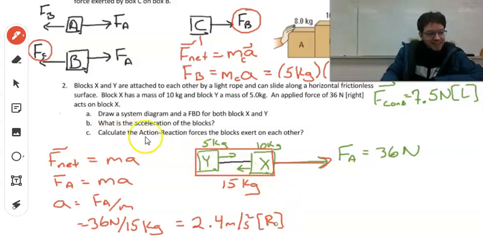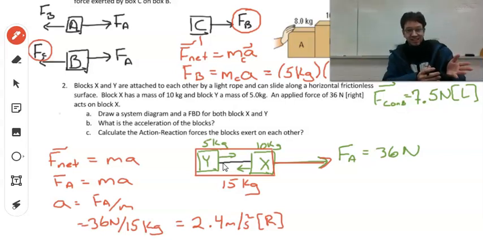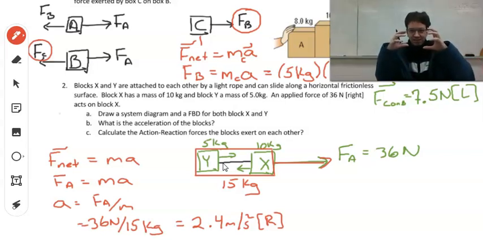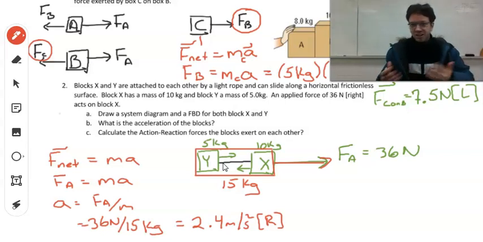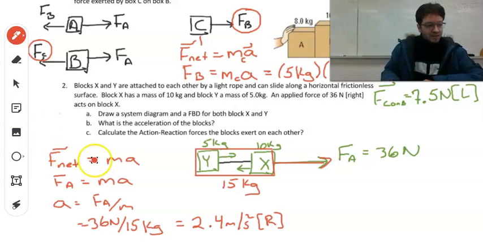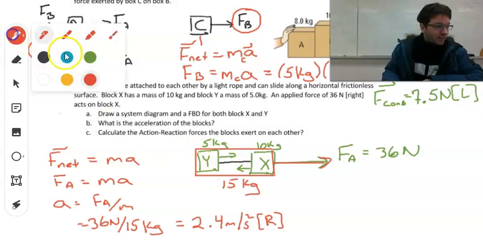Now part B says, what are those action-reaction forces on the blocks? So if you wanted to figure out what those internal forces are, we can't look at both blocks together, because that looks at those tension forces as being internal. That'll just add to 0. So we pick one block. Now it doesn't matter which block you pick. However, you can see that block Y has only one force on it.